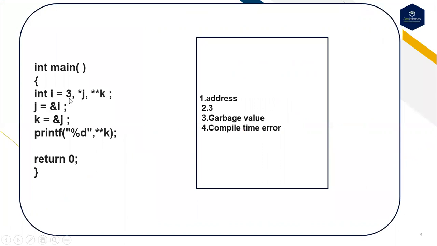int main, int i is equal to 3, single pointer and double pointer. j is equal to ampersand of i, k is equal to ampersand of j, printf percentage d and double pointer followed by the k. Predict the output of this code. These are the following options.